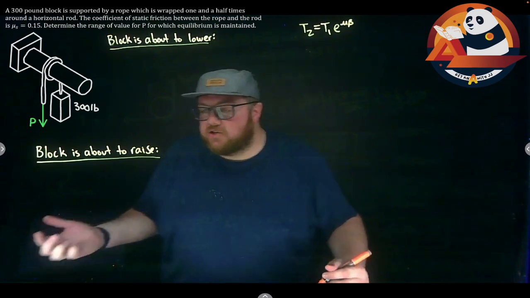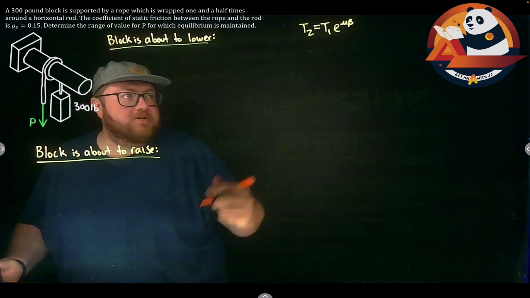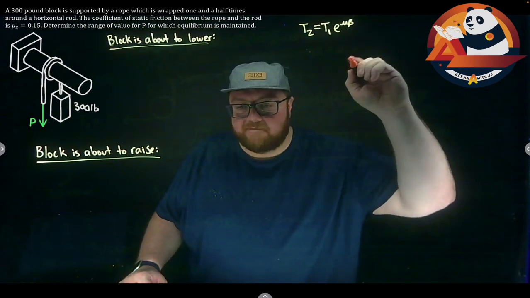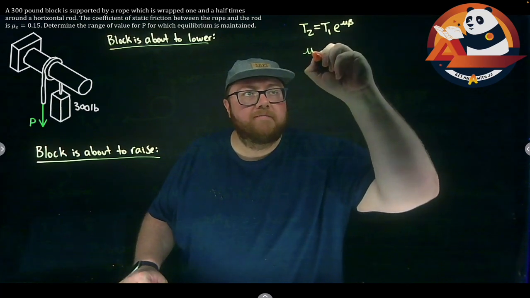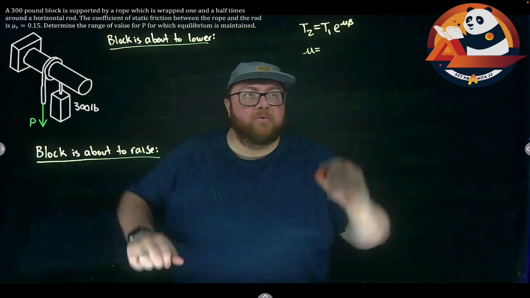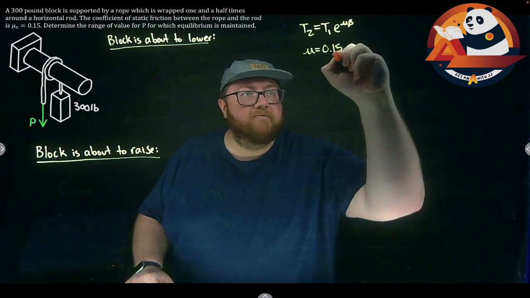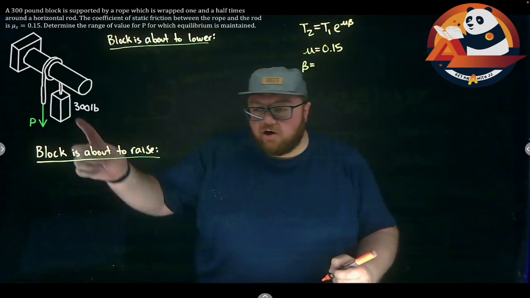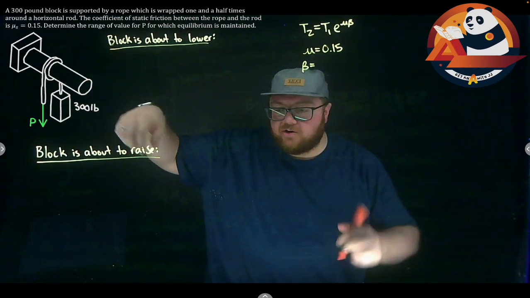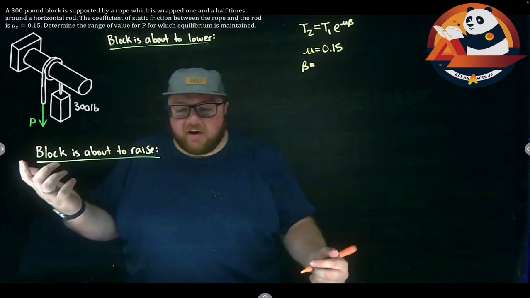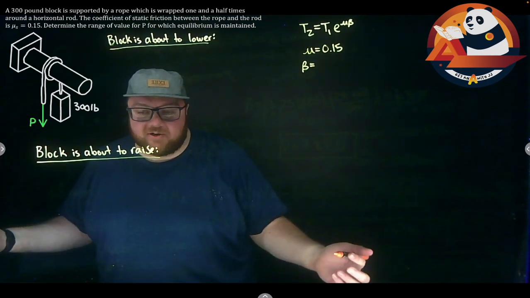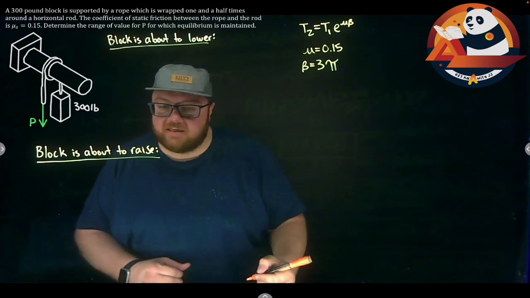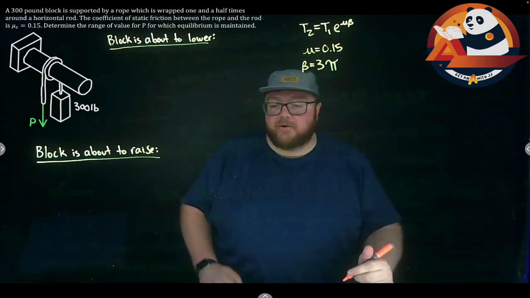Let's start trying to draw a loose picture for this. For all of these, I know my mu. Mu is given. It is 0.15. And beta, if I go 1.5 times around, one full circle and then an extra half, and every circle is 2 pi, then 1.5 circles would be 3 pi. Always get this in radians. Beta is 3 pi, and that's going to be true in either situation that we work with.